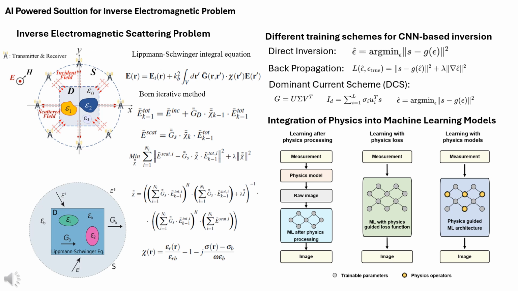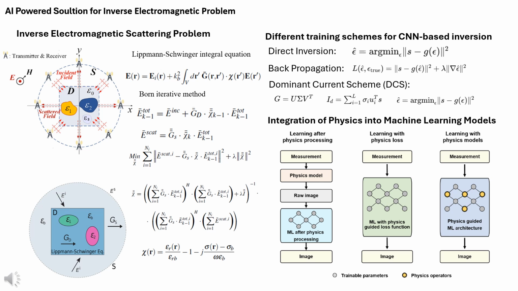In addition, a key aspect of the artificial intelligence-based approach is how physics is incorporated into the ML models. 3 strategies are highlighted as shown in the right side of the slide. 1. Learning after physics processing. In this approach, physics-based models are used to pre-process the input data for ML models, ensuring that the data passed to the neural network is physically meaningful, which can guide the model toward more accurate solutions.